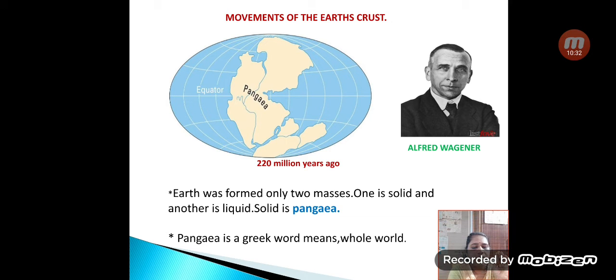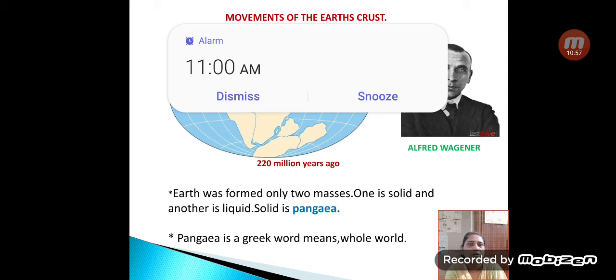Alfred Wegener called this a supercontinent, Pangaea. Pangaea is a Greek word. The meaning of this word is whole earth, whole world.